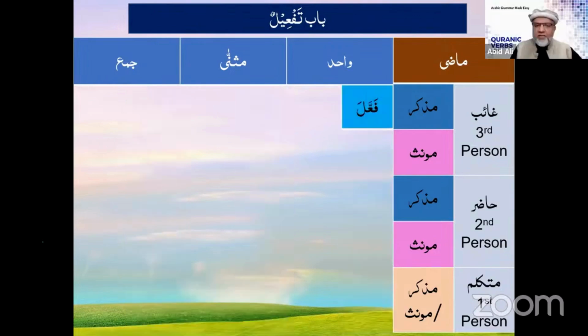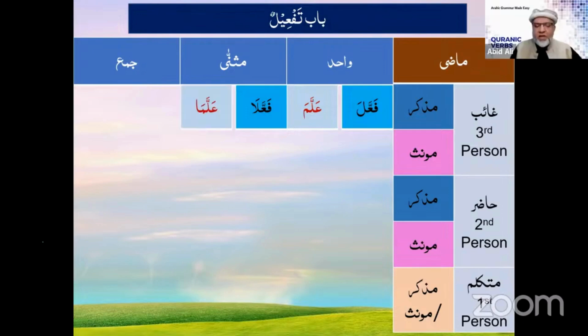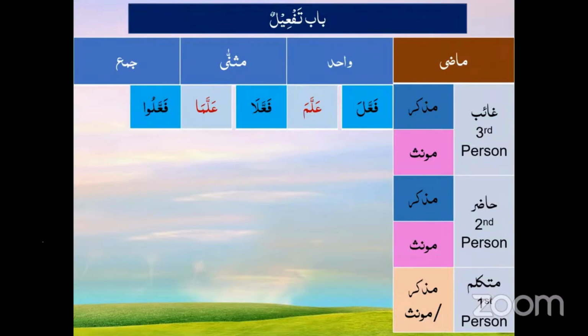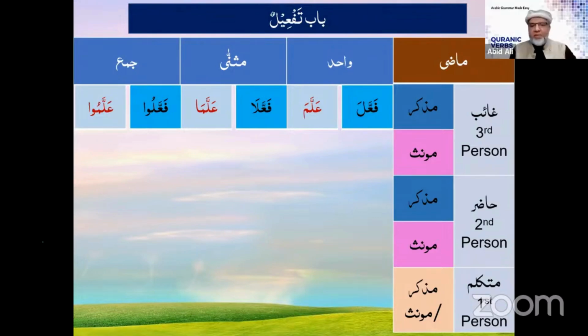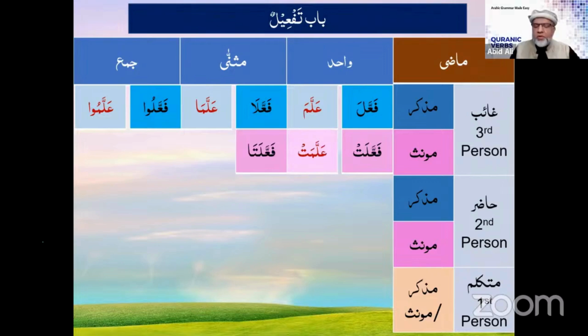Now, if I give you a pattern, Ain, Lam, Mim, then fa'ala will become allama. Fa'alu becomes Allamu. If you have this side by side, do you have any issues substituting the letters? No, right? So I just wanted to do this one for you guys.